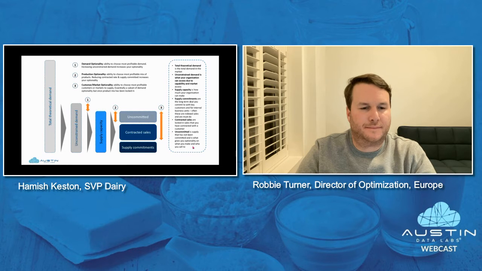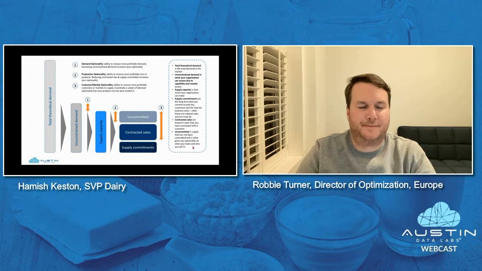Then moving across to point 2, so we're looking at that uncommitted portion of sales. And this is what I refer to as production optionality. And that's the ability to choose the most profitable product mix. And again, thinking about how you can increase that product mix flex, you could reduce the rate of contracted sales and supply committed sales, and then that gives you greater flexibility. But obviously that comes at a trade-off, in that it also gives you less certainty.